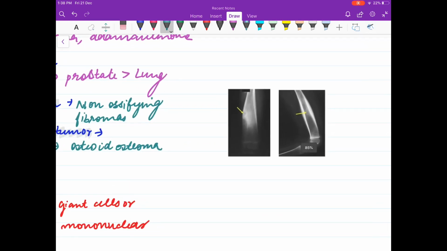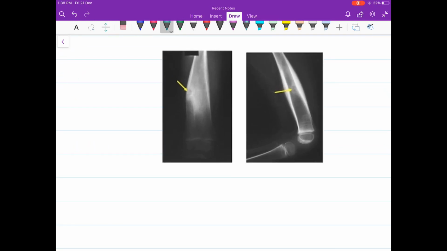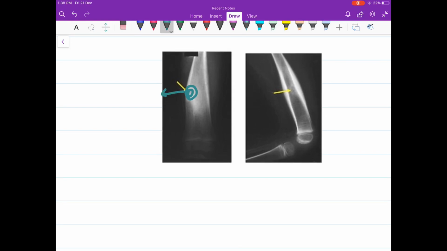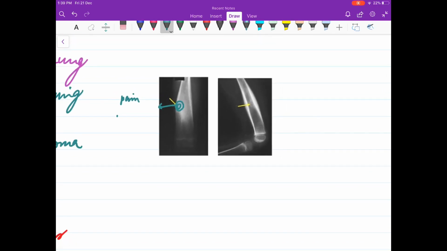Remember that in osteoid osteoma, you will see a lytic lesion in the bone which is surrounded by a focus of sclerosis, and its pain is relieved by taking salicylates. Here also you see a lytic lesion.